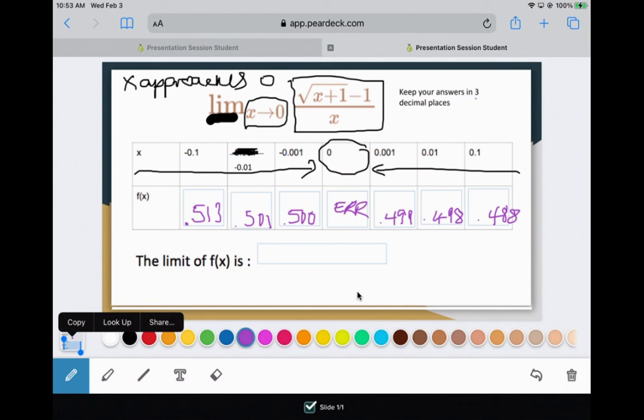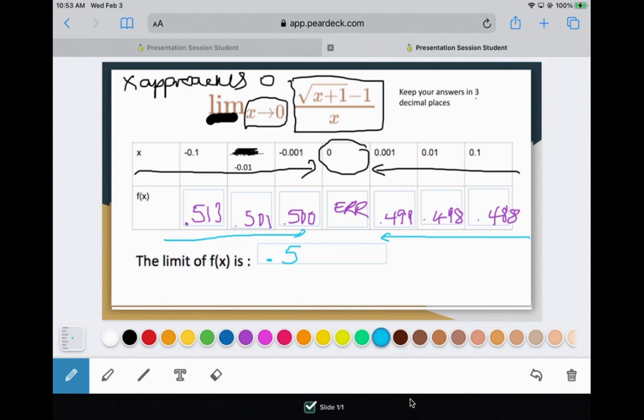0.488. So by looking at this, as you can see, the values from the left and the values coming from the right get closer and closer to 0.5. So the limit is the y values coming from the left and coming from the right; they come in toward the same number, which in this case is 0.5. Okay, and that is how you find a limit using the table.